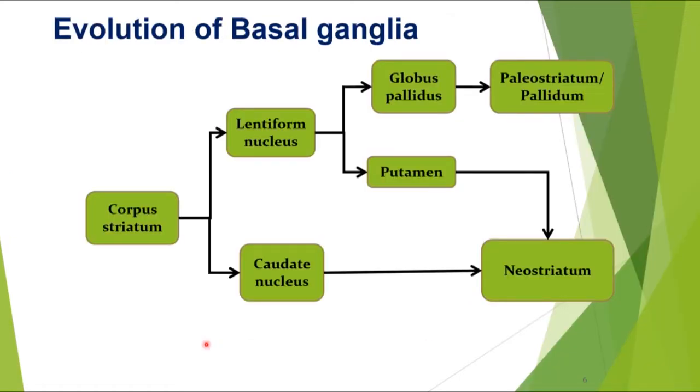Just a few words about evolution of basal ganglia. We just now saw that corpus striatum consists of caudate nucleus and lentiform nucleus. Lentiform nucleus is in turn made up of globus pallidus and putamen. The globus pallidus is said to be the oldest part of basal ganglia in evolution. Hence, it's also otherwise known as paleostriatum or pallidum. The putamen part of the lentiform nucleus and the caudate nucleus together have evolved recently and hence are known as neostriatum.